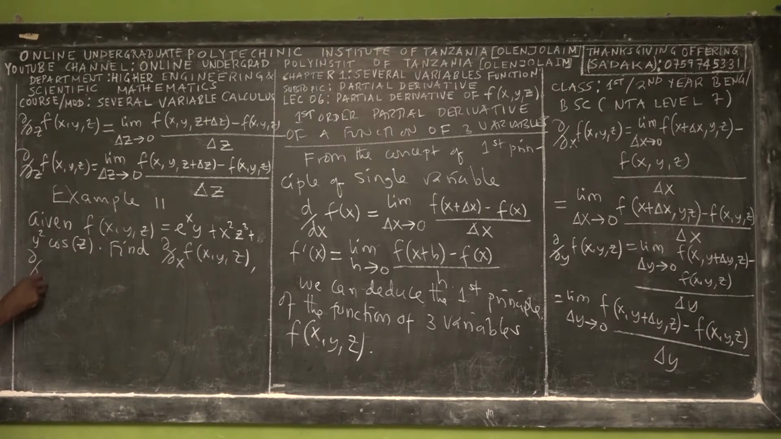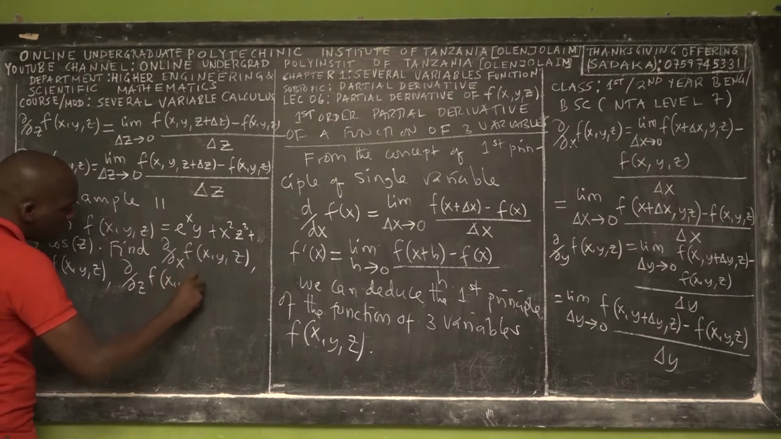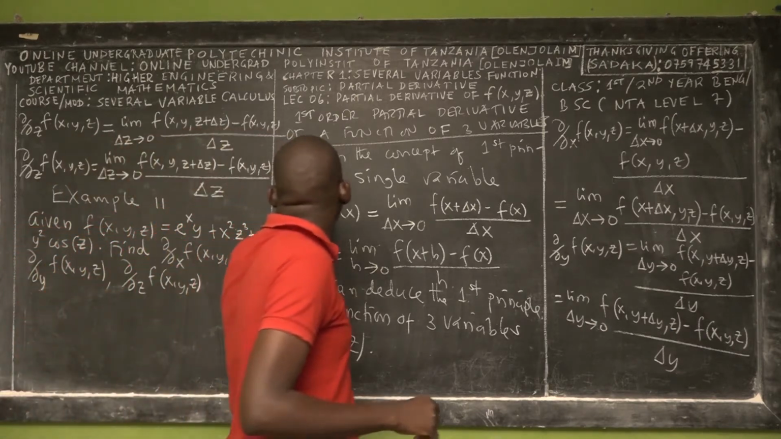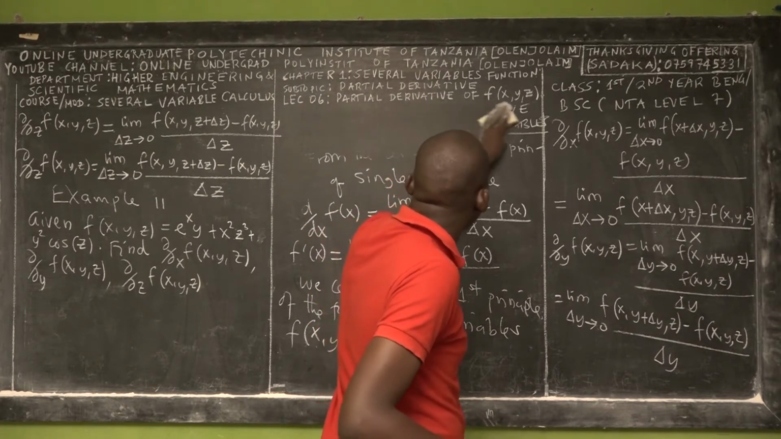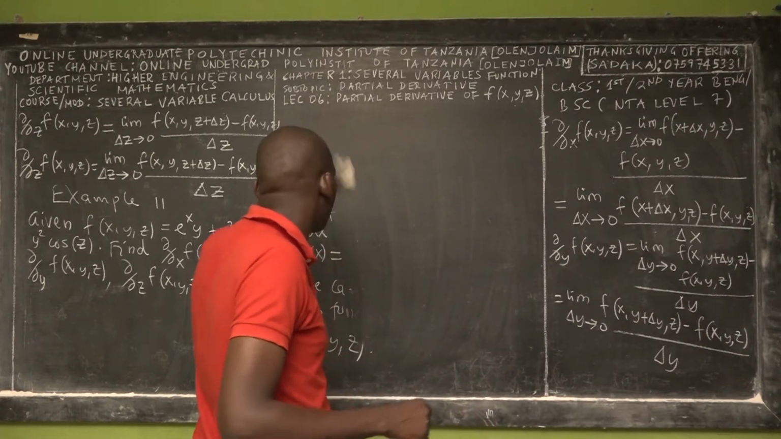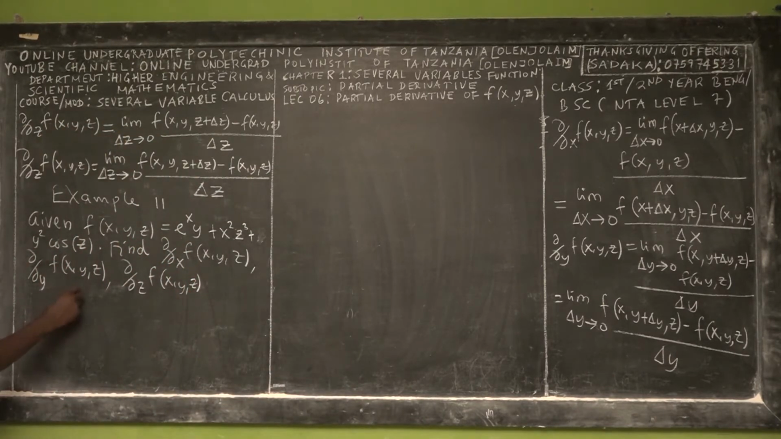Also find the partial derivatives of the function f of x, y, z with respect to y and with respect to z. We have never discussed this concept in advanced education or in ordinary diploma, so we know that we are teaching undergraduate students for the first time. So you have those three first order derivatives. You can pause the video and try to solve example 11 on rough paper, and then you check the solution.